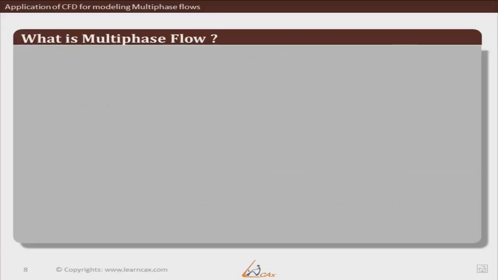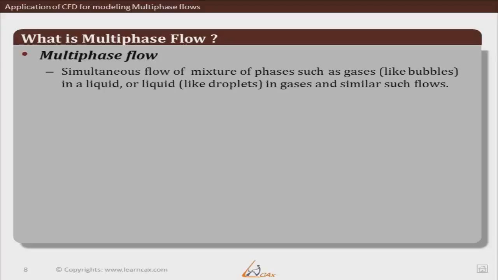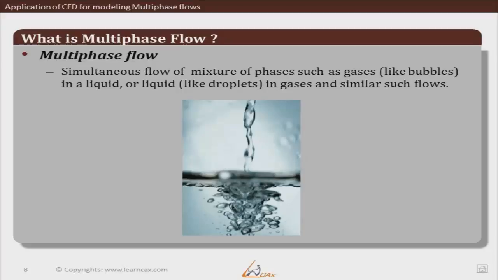Now, since we have understood clearly the distinction between different phases, meaning how phases are treated computationally compared to thermodynamic state of matter, we will now jump into the multiphase flow definitions. So multiphase flow, as the name suggests, involves simultaneous flow of a mixture of phases such as gases in liquid or liquid in gases, and similar applications or flows where more than one phase is involved. Even a jet of water falling into a mass of water can be considered multiphase, as this jet is interacting with the air surrounding it.